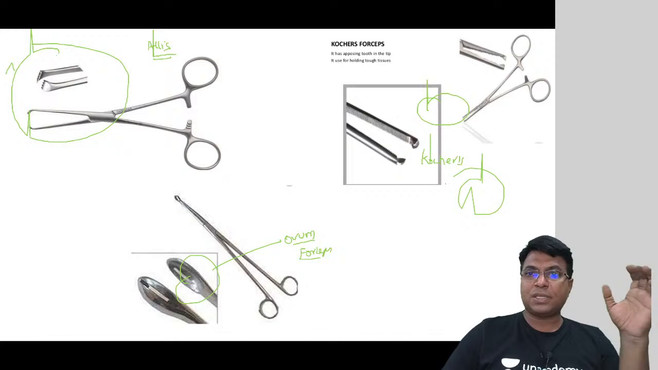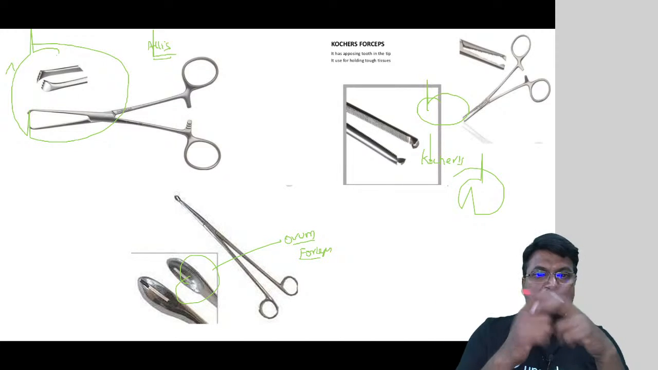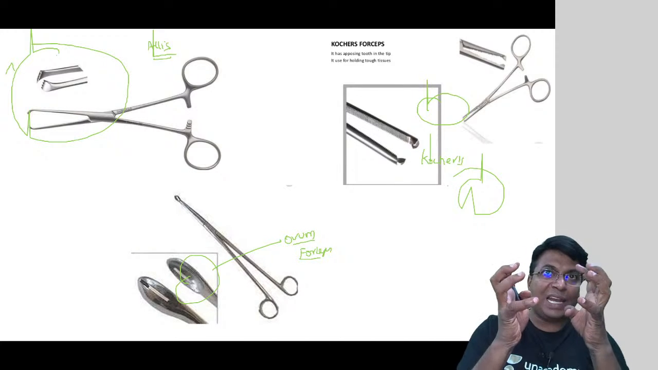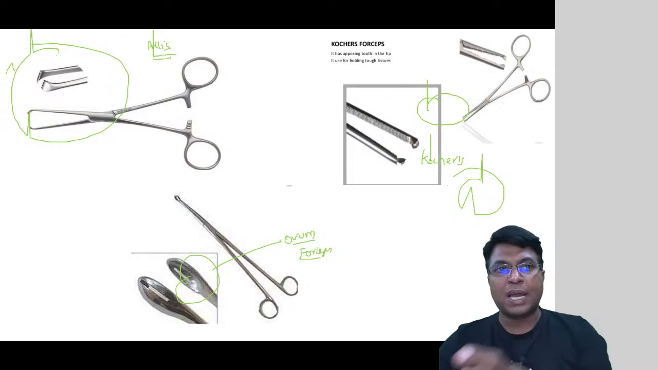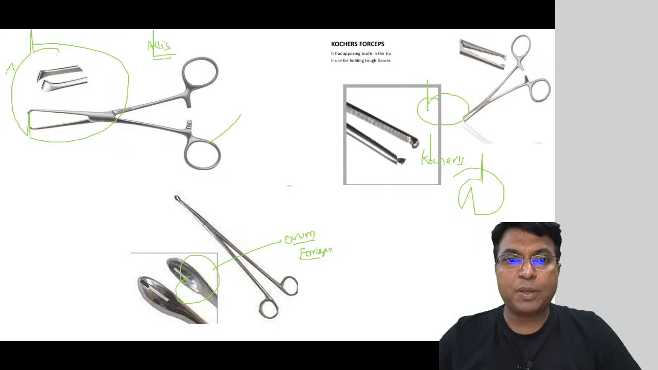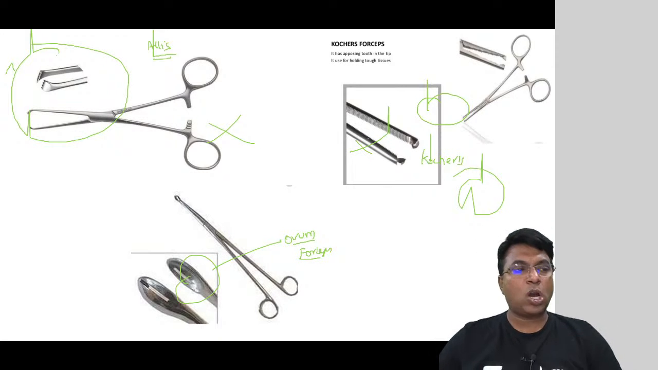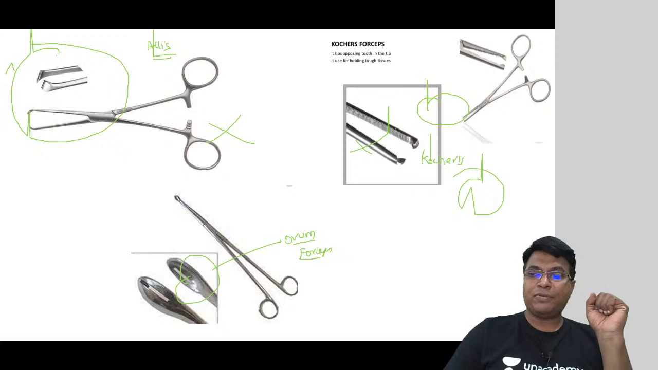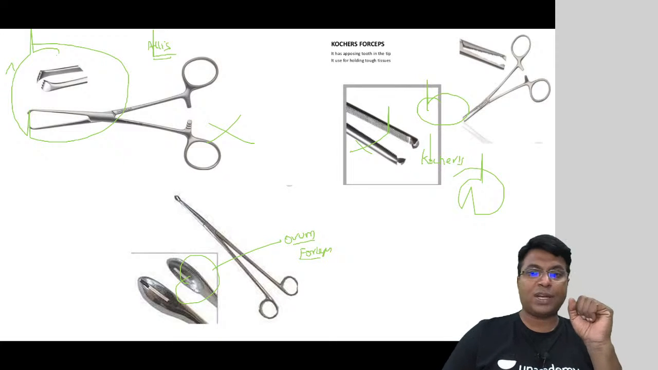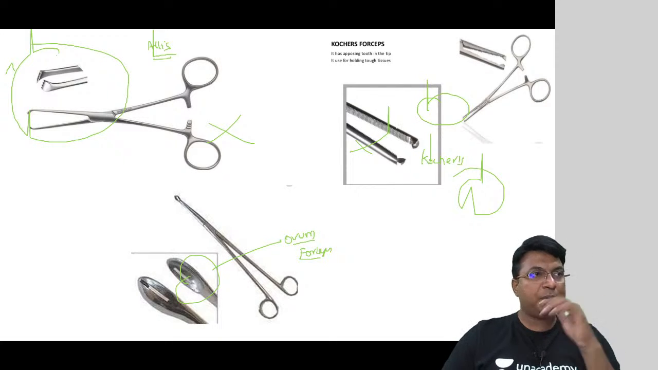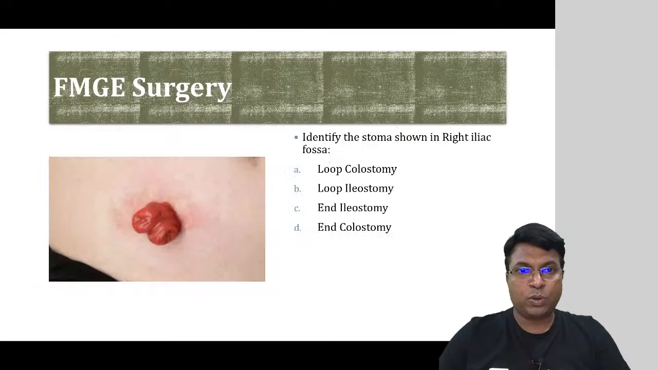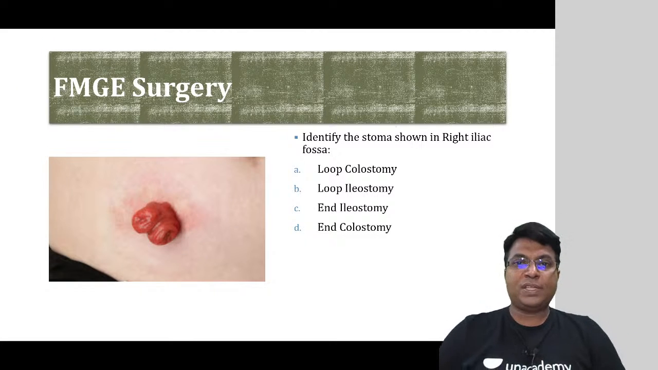So Kocher's is a sharp instrument, single tooth is present. Kocher's will have a single tooth. Allis will have multiple teeth. Kocher's and Allis you should not be using in soft structures like bowel. Kocher's and Allis are used only to hold the fascia. You should not use in the bowel. Please don't forget that point. It should not be used in the bowel. Okay. So very simple question here.